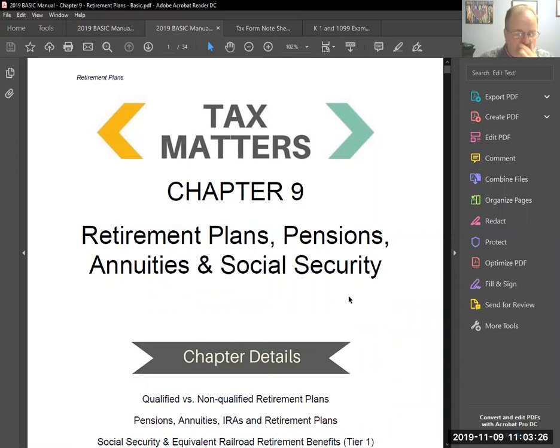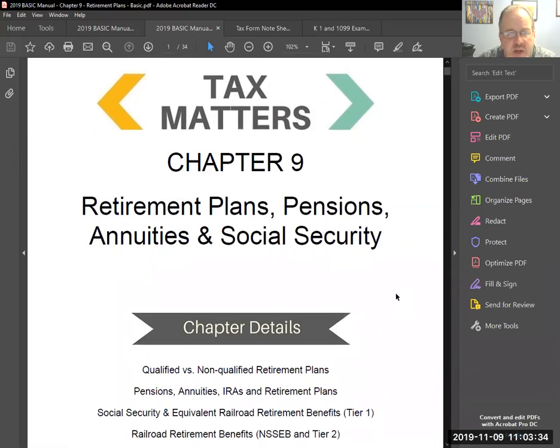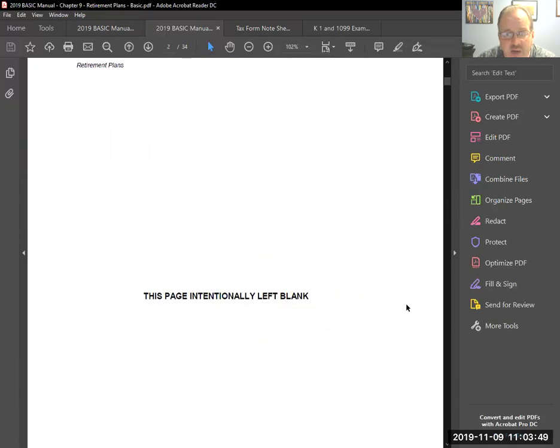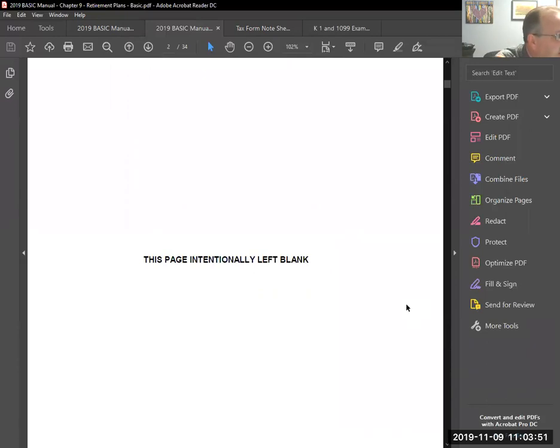Okay, so we're going to go through Chapter 9. All right, so we're into Chapter 9. Chapter 9 is going to talk about retirement plans, pensions, annuities, and Social Security. Again, there's a lot of information in this chapter. Okay. I'm going to try to boil it down as simply as I can, hit the main points, but we'll talk about various things that go on here. Okay.